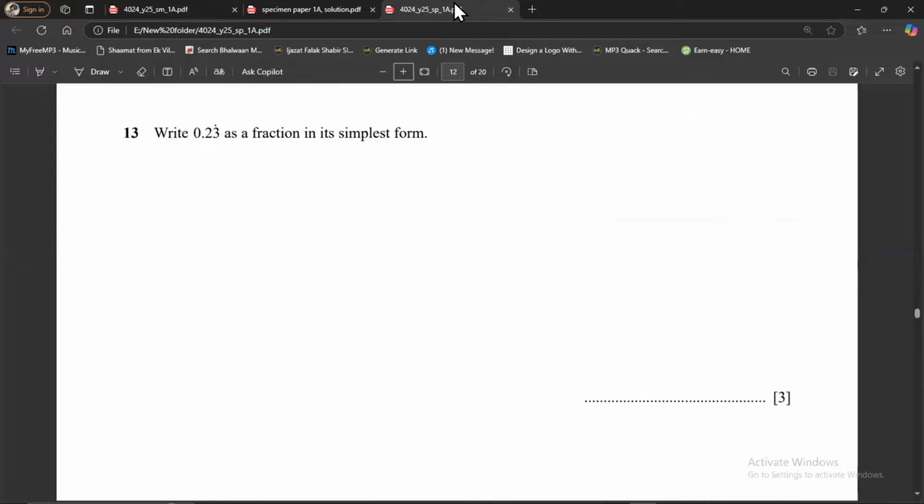So basically this is 0.23333333333. So what does this mean? This means 0.2, and this 3 will repeat, and it will repeat, and it will repeat. And I put a bar here. This bar means that this 3 will repeat. Okay, so we have to convert this into a fraction.